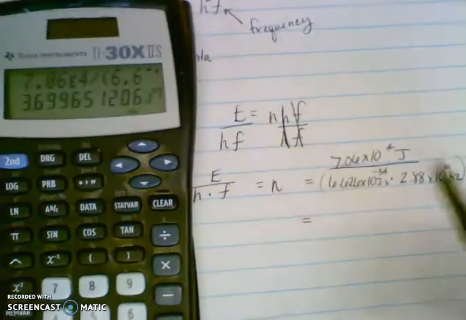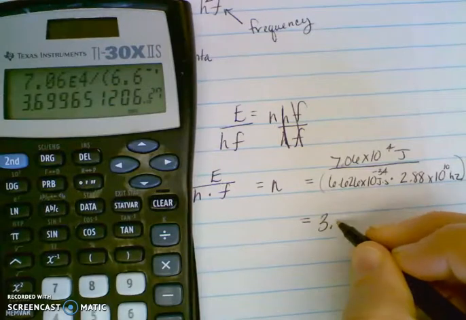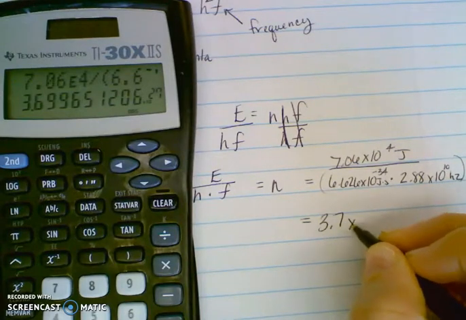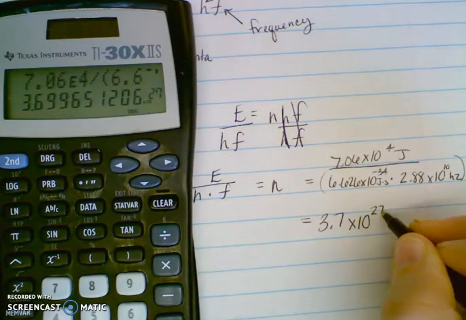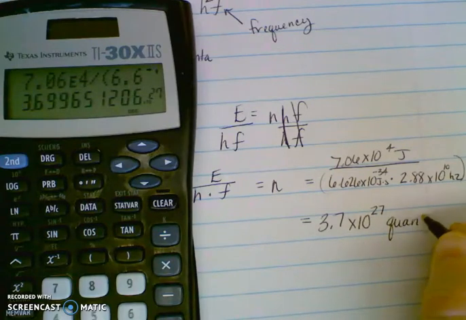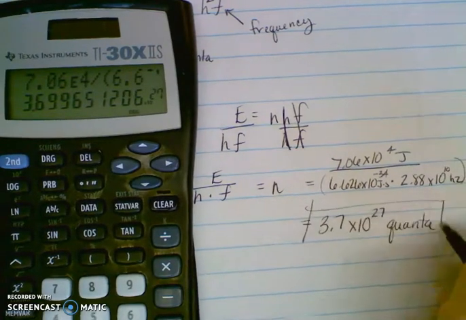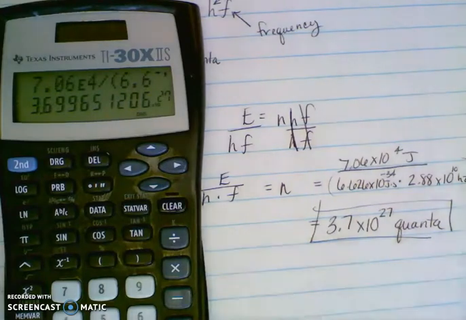I have 3.7. I'm going to round to the nearest tenth. 3.7 times 10 to the 27 quanta. And that's how you do number 13.